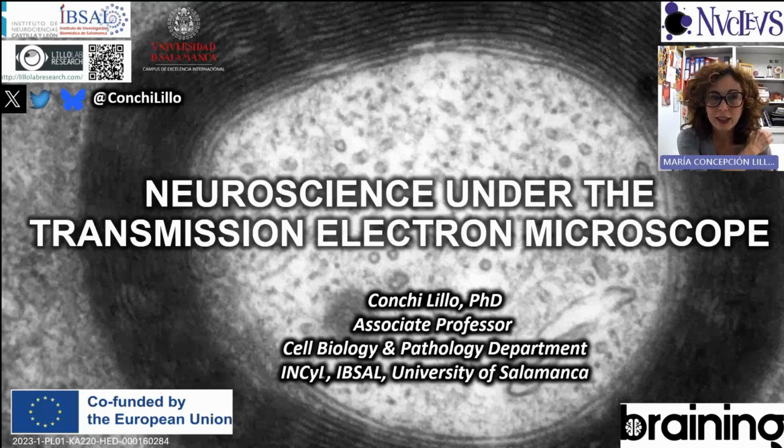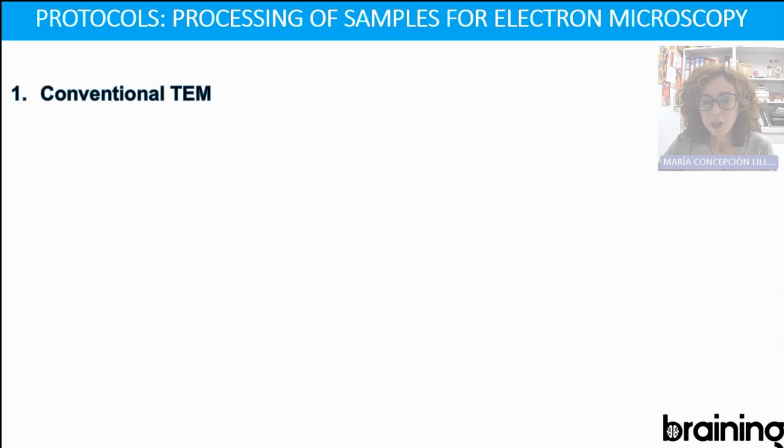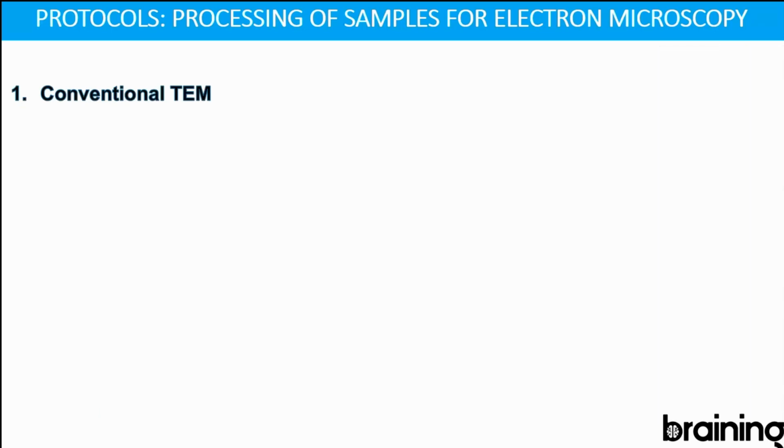Okay, so as I told you in the beginning, I'm going to be focusing on a very classical technique, which is the processing of tissues and cells and also organelles for studying under the transmission electron microscope. So I'm going to go step by step through different protocols. One of them is going to be to prepare or process some samples like I told you.